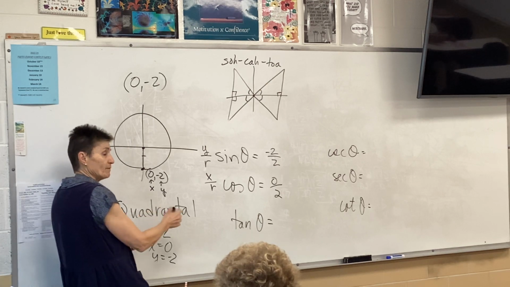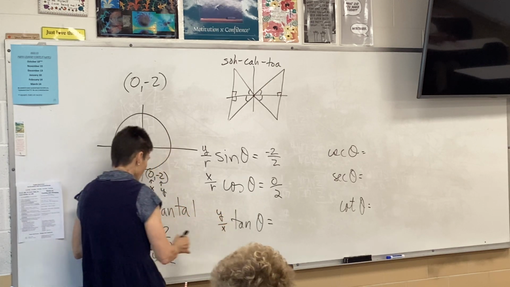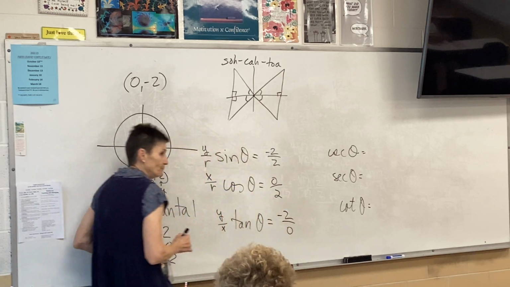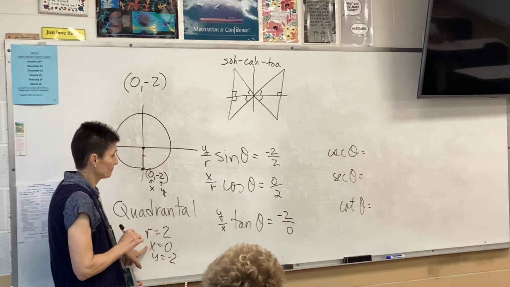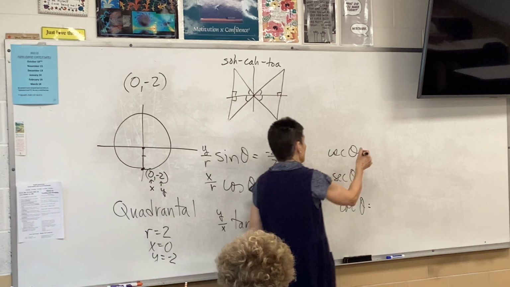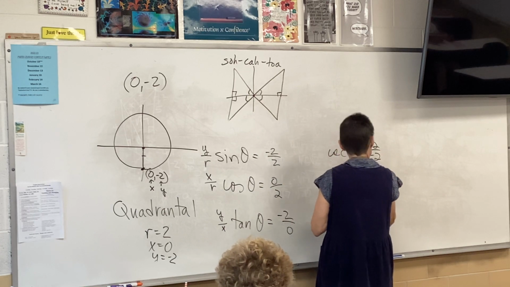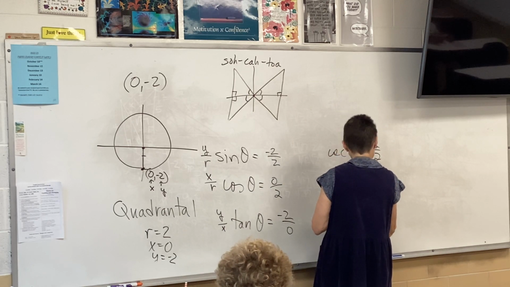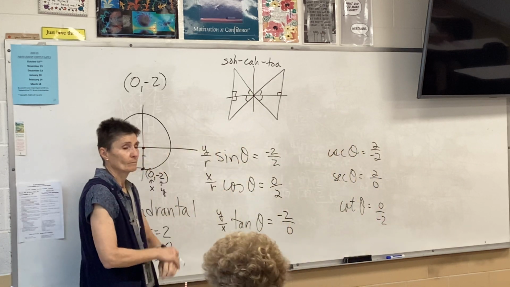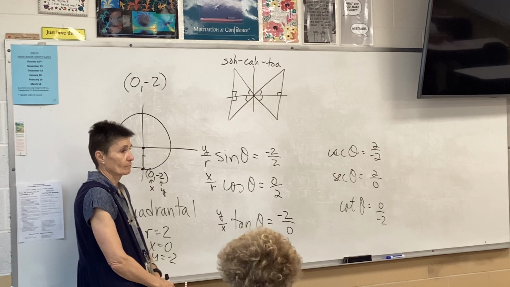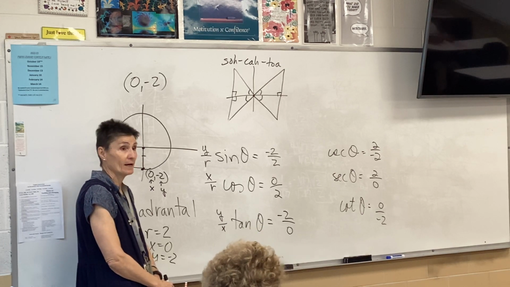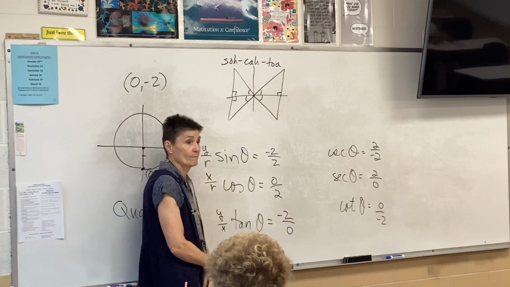What's tangent definition? So y over x. Ooh, that's bad news, but go ahead and write it down. Now, the reciprocals work the same as they always have. So 2 over negative 2, 2 over 0, 0 over negative 2. Now, just about every single one of those needs simplified. What's negative 2 over 2? Negative 1.